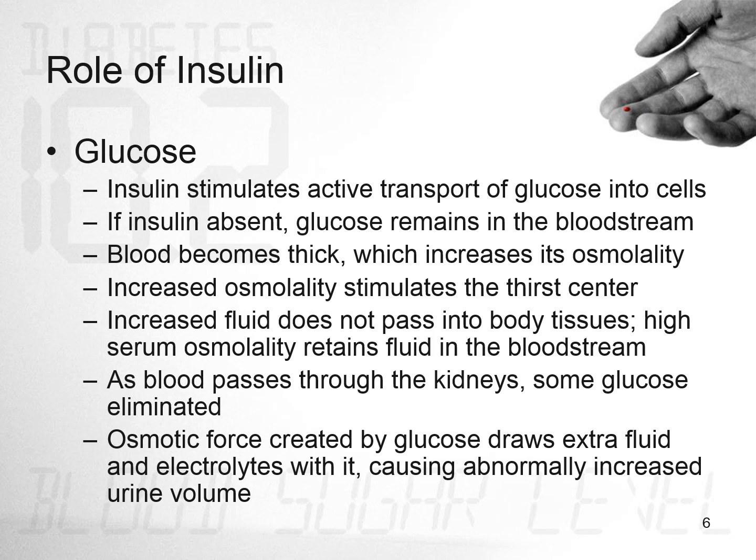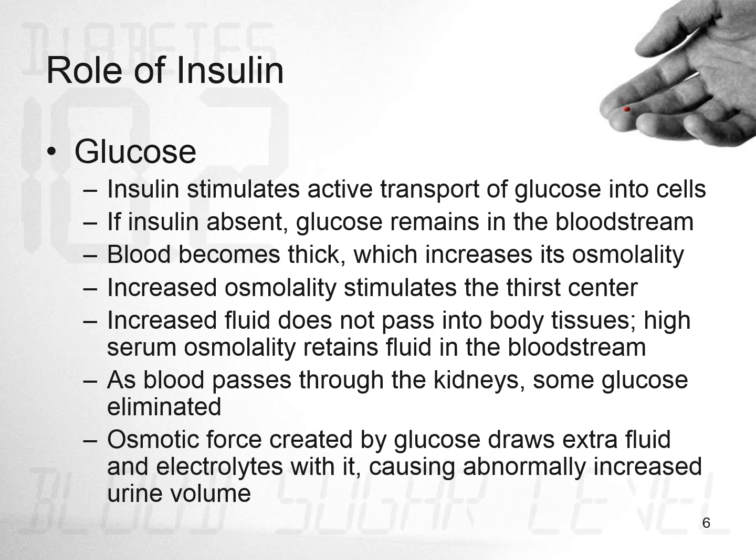So the roles of our insulin, the first role is for glucose. Insulin here is considered a critical hormone for glucose metabolism. It stimulates active transport of glucose into the cells. So if insulin is absent, glucose remains in the bloodstream, and then it becomes thick, which increases its osmolality. And then the increased osmolality here stimulates the thirst center.